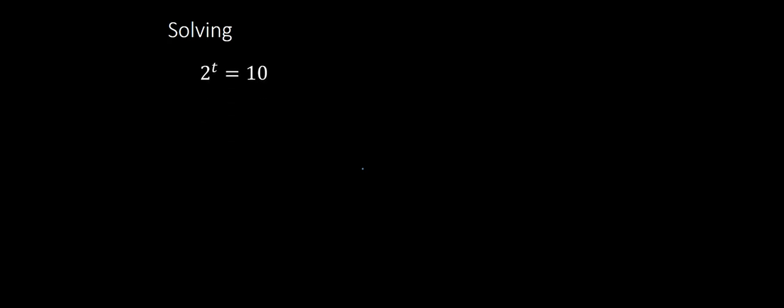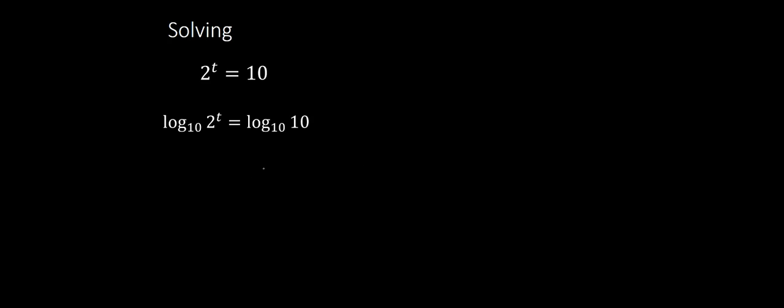Here's another example where we have 2 to the t power equals 10. And once again, we have the variable in the exponent. So to get rid of the variable in the exponent, I need to take the log of both sides. When I do that, I want to use a base 10 because most calculators only do base 10. So I take log base 10 of both sides, where now I have log base 10 of 2 to the t power equals log base 10 of 10.